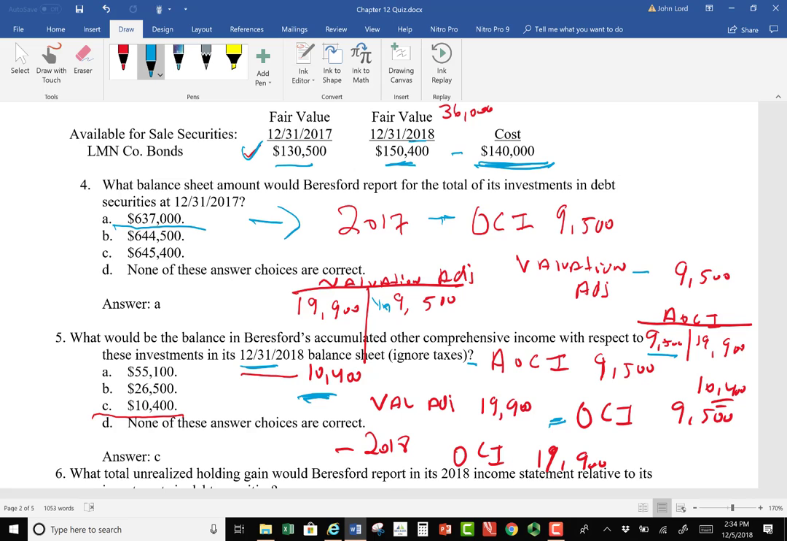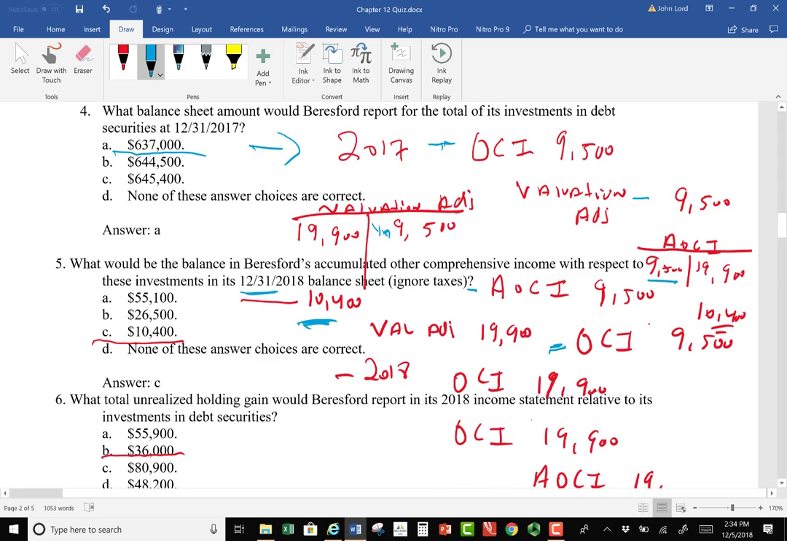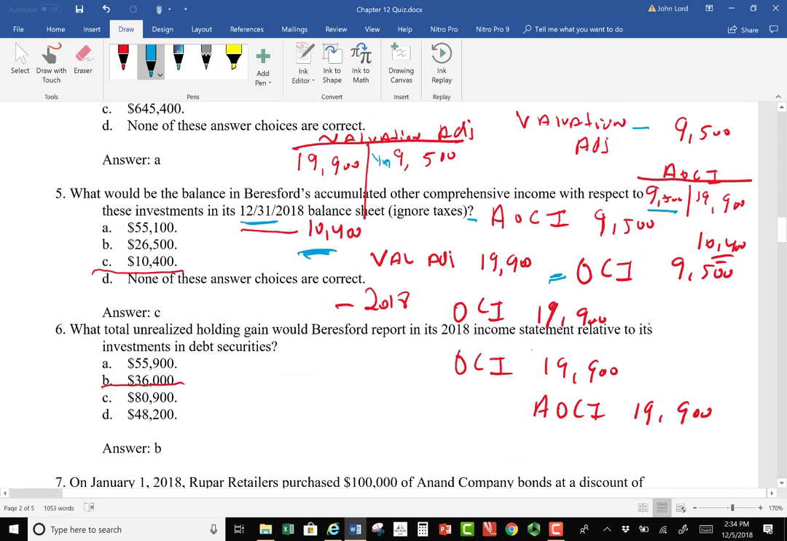Is this the total carrying value of this bond? Okay, and so when I do that, I debit the valuation allowance 19.9, I credit OCI 19.9, don't I? Okay, and then, of course, at the end of the year, I do what? I close OCI, right? So I debit the OCI, and I credit the accumulated OCI 19.9.